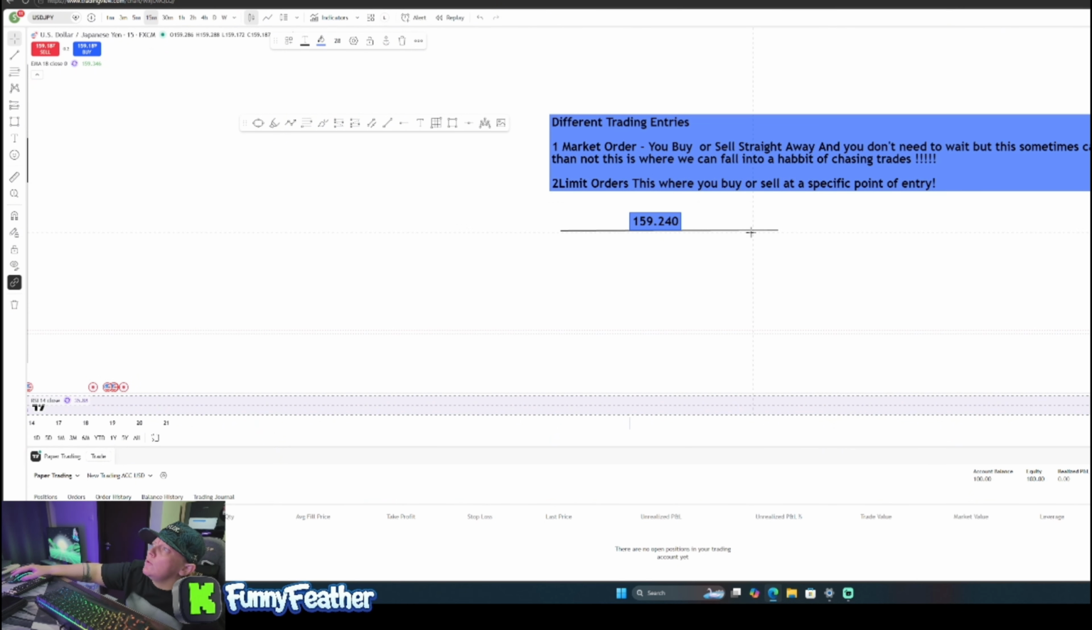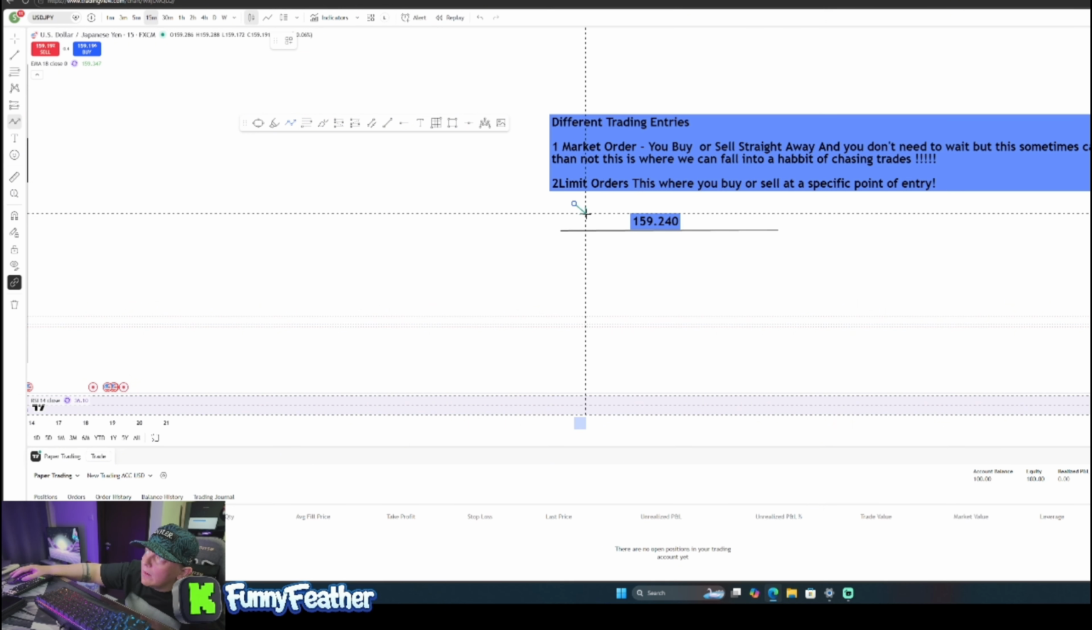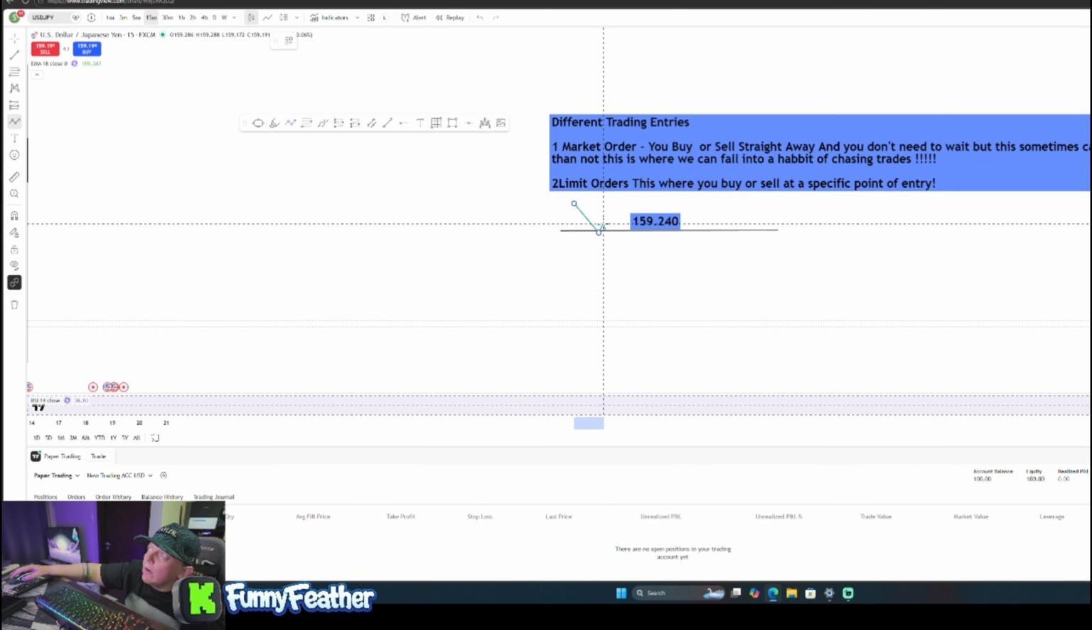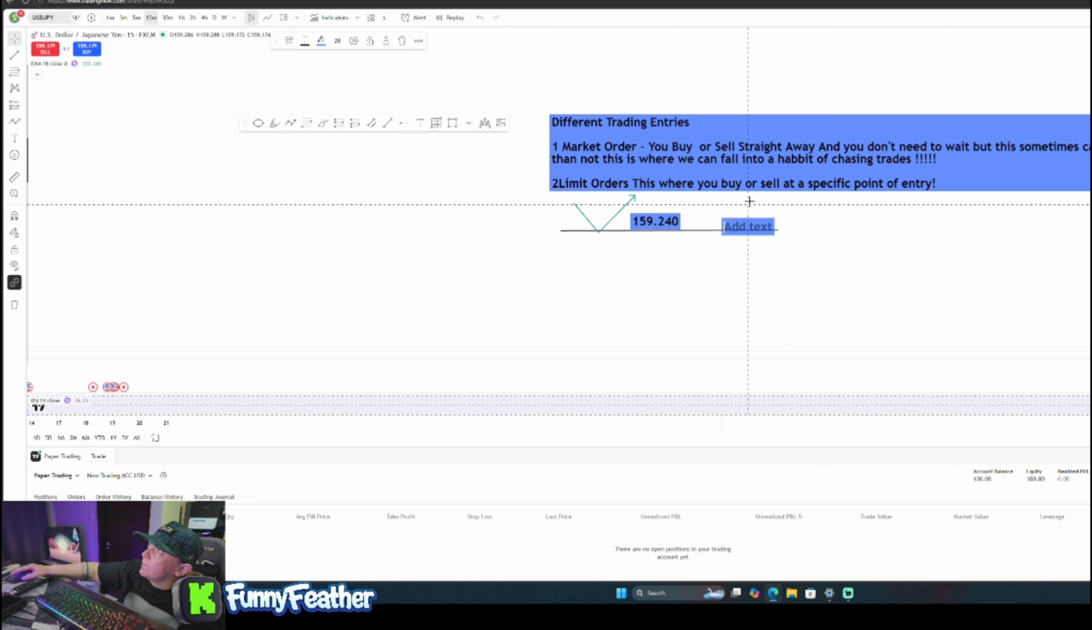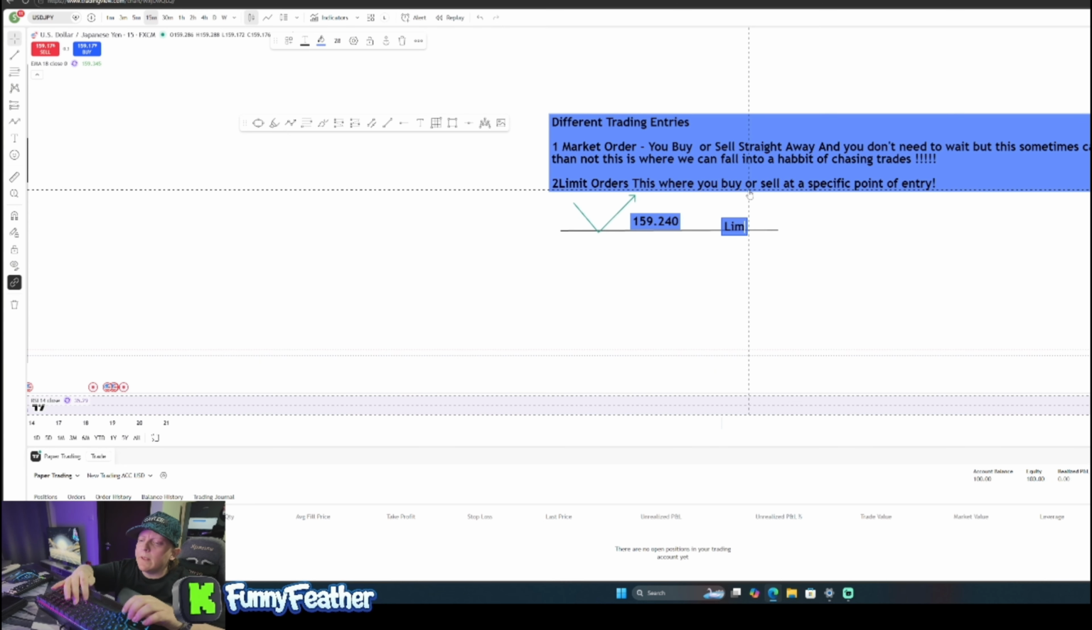So when it comes to this area, okay, when it bounces off this area, boom, it enters me into the trade. Okay, when it bounces in that area, that's only when it enters my trade. Okay, so that would be a limit buy order. Limit buy order.